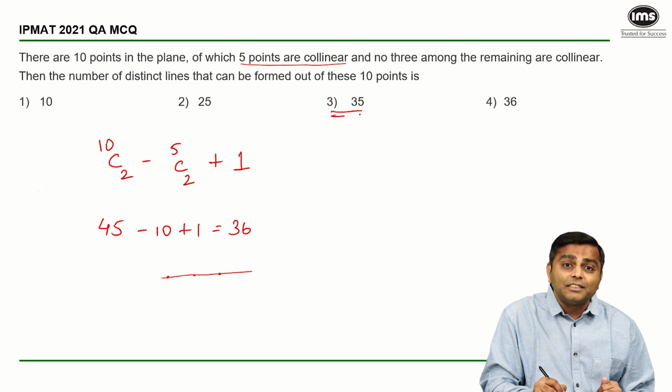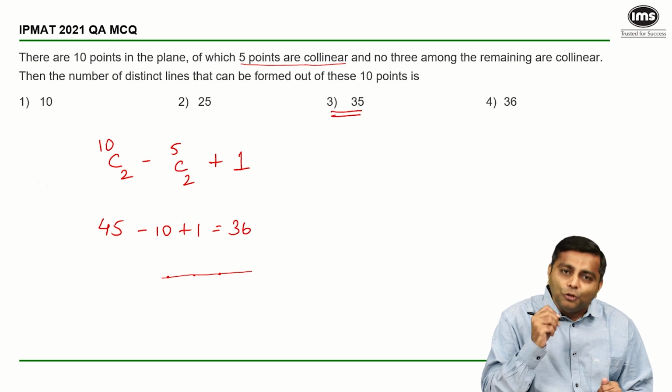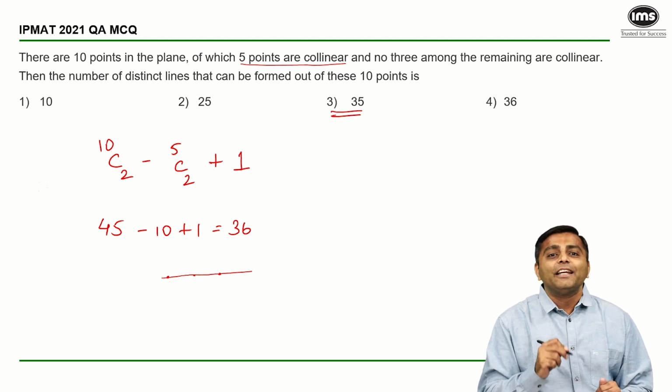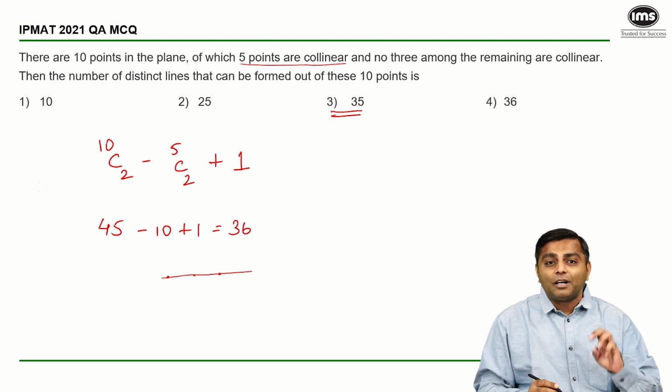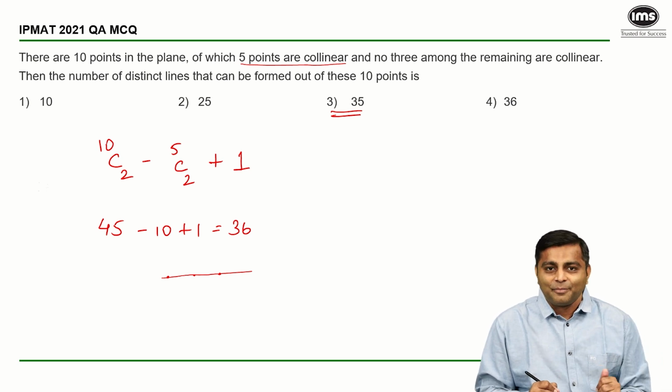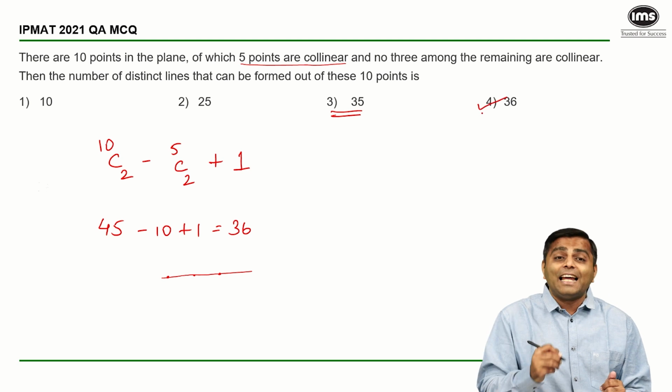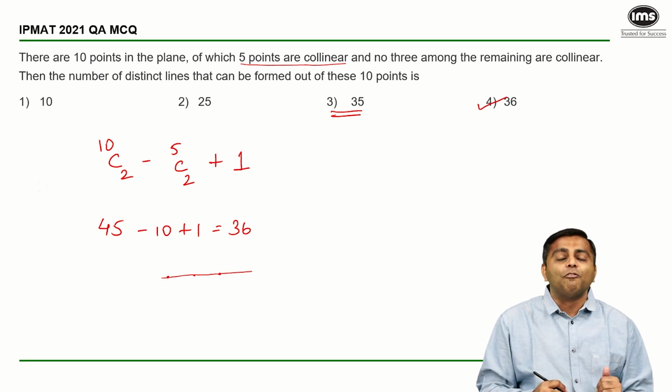This is exactly the reason why this option is here. It is here only to confuse you, only so that people will fall in that trap who are really in a hurry of moving on to the next question. Okay, so the answer is 36 and not 35. The answer is option number 4.